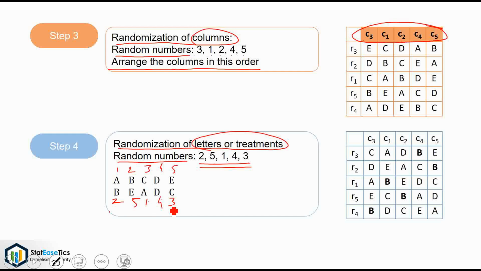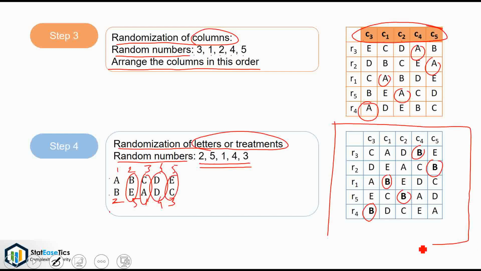Hence, we have to replace the treatment A with B. As we can see here, the treatment A will be replaced with B. And similarly, treatment B with E, C with A, D with D and E with C. Thus, after the randomization of rows, columns and treatments, we get the final layout of LSD as this.